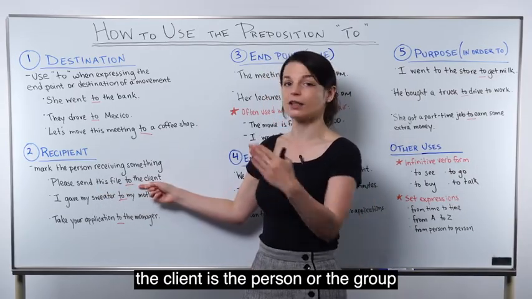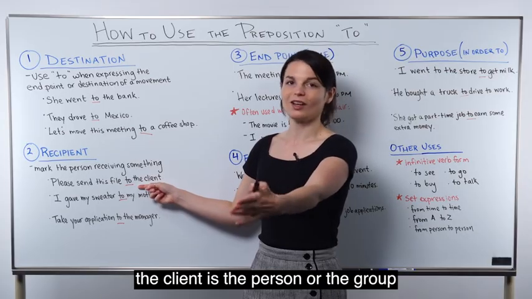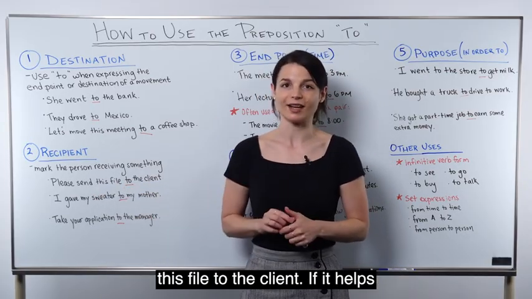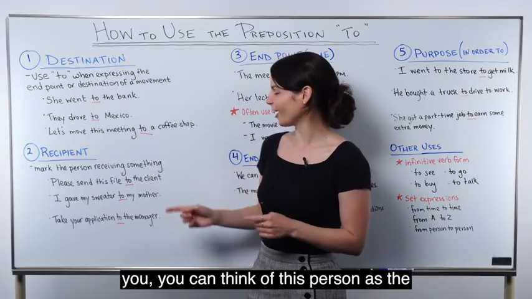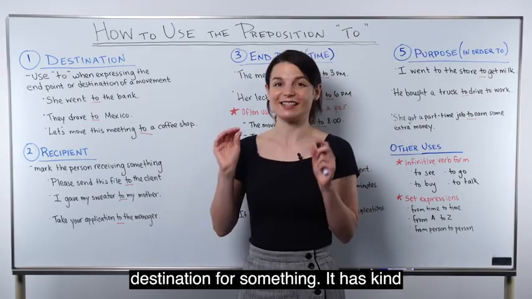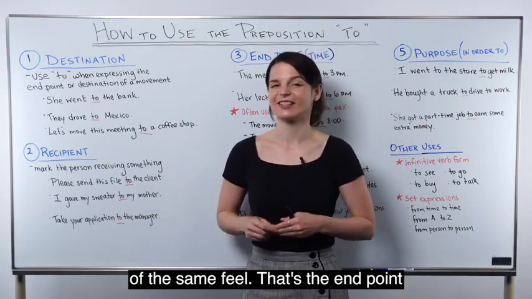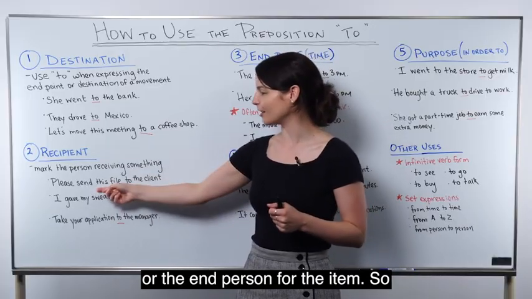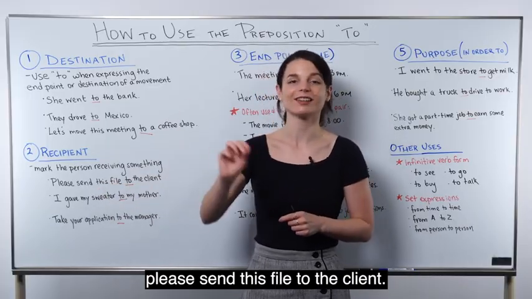In this case, the client is the person or the group that is receiving the file. If it helps you, you can think of this person as the destination for something. It has kind of the same feel. That's the end point or the end person for the item. So please send this file to the client.